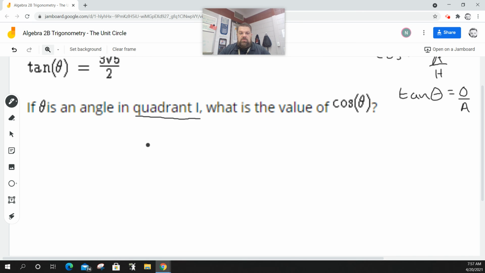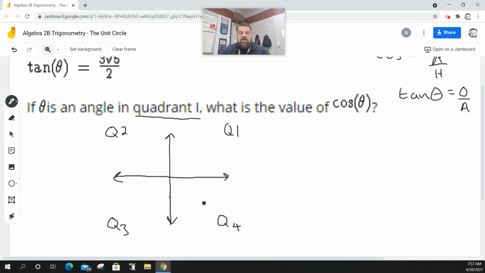So if I sketch this out, the xy plane is divided into 4 quadrants. And so quadrant 1 is here, quadrant 2 is here, quadrant 3 is here, and quadrant 4 is here. So that means that my little right triangle goes like this. And that point right there is my x comma y. Theta is usually right here. That's the measure of the angle.